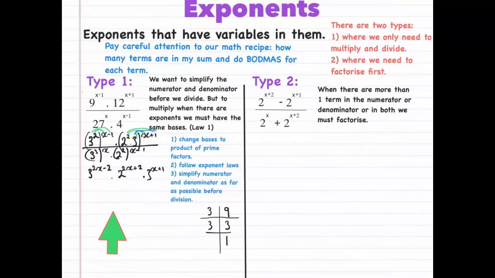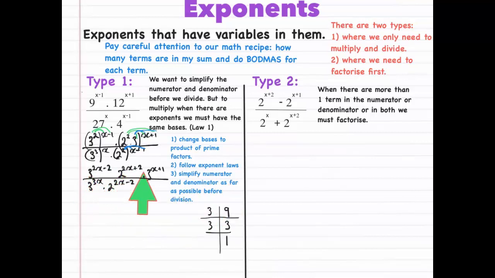And then we simply draw the division line here, and we do the same at the bottom. So it will be 3x times 2 to the power of 2x minus 2, because 2 times x is 2x and 2 times minus 1 is minus 2. Okay, great. So far so good. Now, simplify the numerator and denominator as far as possible before division.